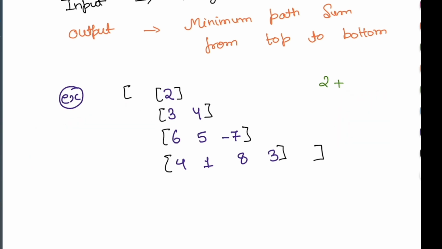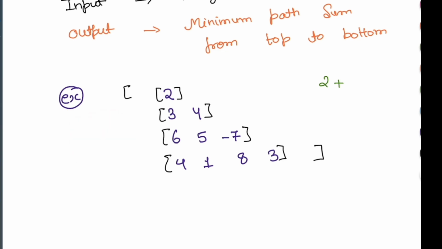Because we need to follow all the different possible paths. We will go from 2, we will go to 3, and we will go to 4. We will try all the different paths. Then from 3 we will try to go to 6 and 5, and from 4 we will try to go to 5 and minus 7. And then from 6 we will go to 4 and 1, from 5 we will go to 1 and 8, from minus 7 we will go to 8 and 3. We will try all the different paths, and throughout all the different paths we will see which path is giving us the minimum sum, and definitely this requires us to solve it using dynamic programming.